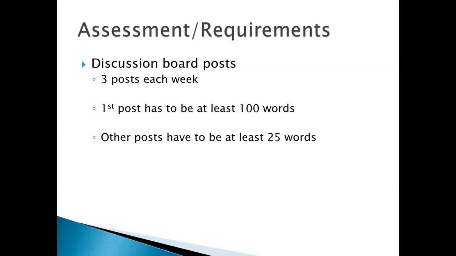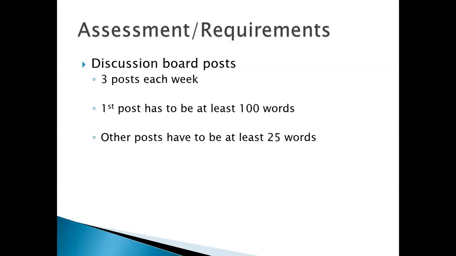Your first post, your major post, has to be at least 100 words. So I'm looking for a substantial response. The other posts, whether in response to other questions or to other students, have to be at least 25 words. So as you're thinking about writing, I'm looking for you to say something substantial, something significant, especially if you're responding to other students.